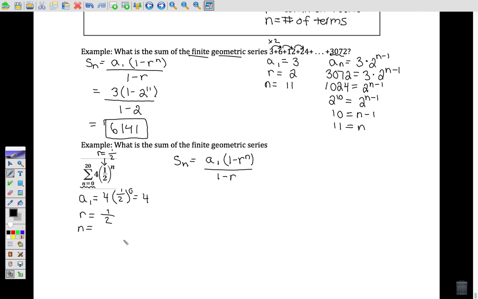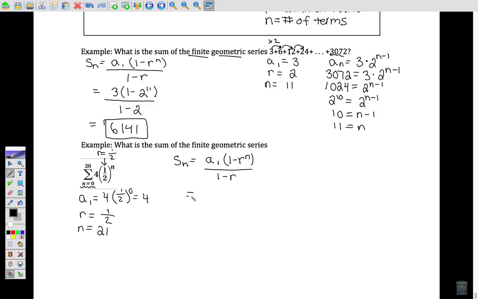Then we have to figure out how many terms there are. You're adding the 0 term, the term when you plug in 1, the term when you plug in 2, etc., all the way until you plug in 20. That gives you a total of 21 terms. Remember, if this started at 1 to 20, that would be 20 terms, but you also have to include plugging in 0, so that gives you 21. Another way to do it, 20 minus 0 plus 1, 21.